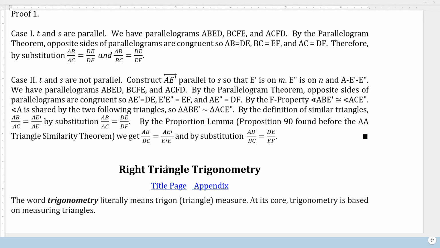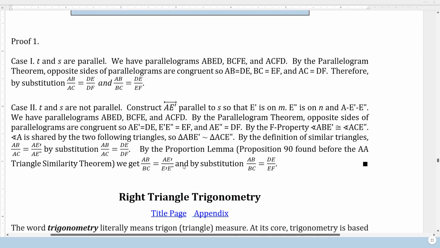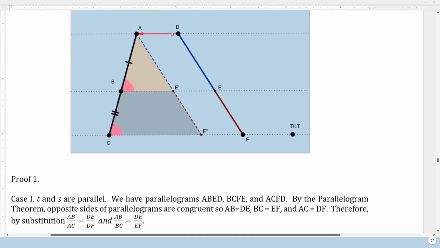And this can be extended to other things, not just three lines cut by two transversals, but you could have 4 or 5 or 6 lines cut by transversals. As long as the original lines are all parallel and you have two transversals, they're going to cut off proportional lengths. Or you could have 3 lines cut by more than two transversals. They're going to cut off proportional lengths. So this could generalize pretty nicely as well.